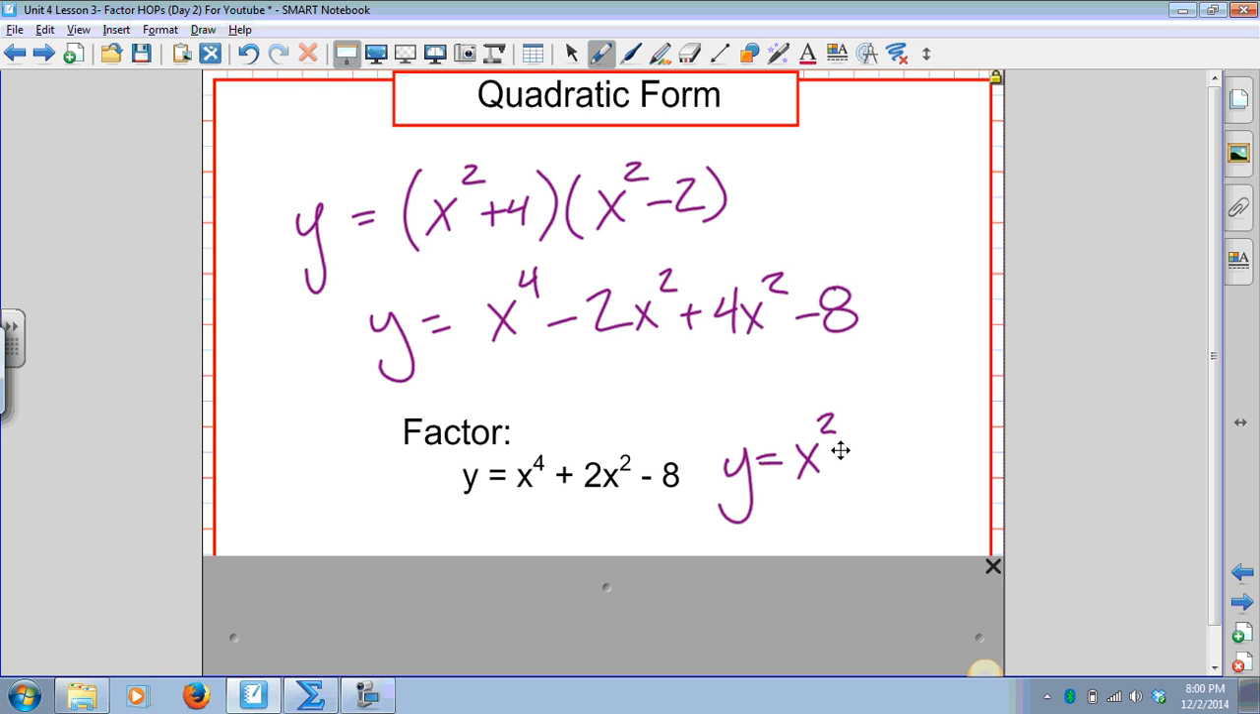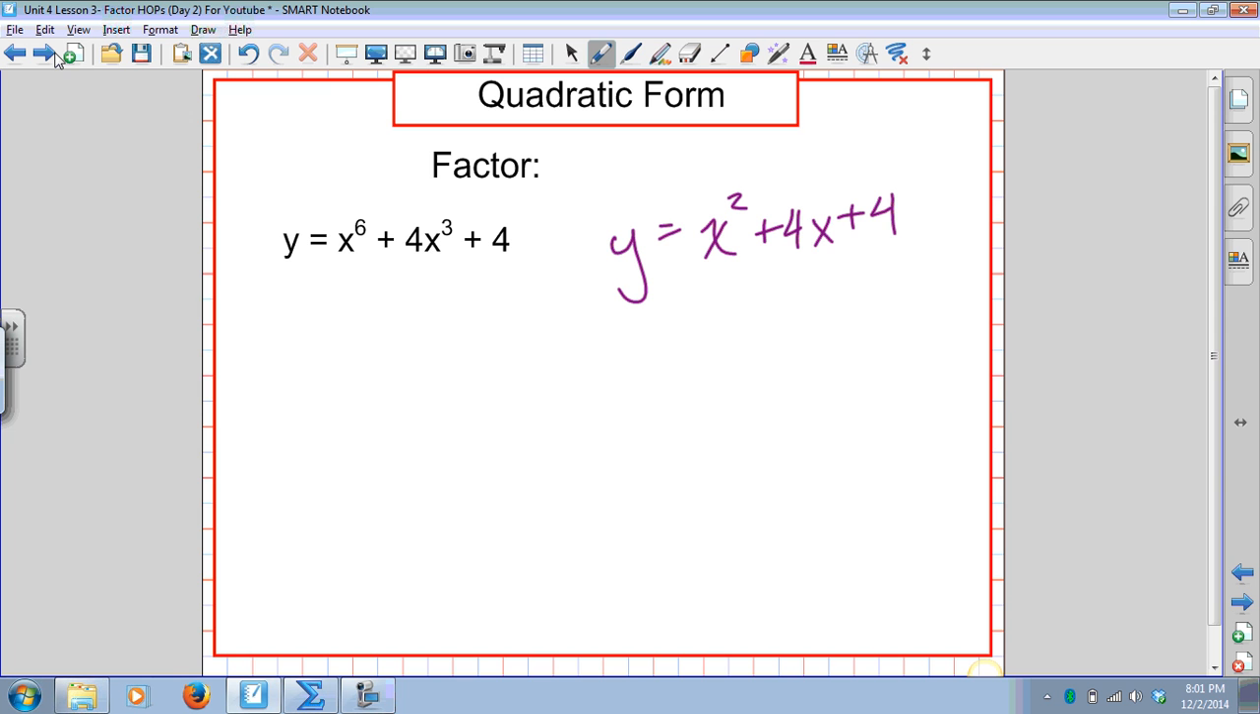What I want you to notice about this is that this factors very similarly to y equals x squared plus 2x minus 8. That would factor to y equals x plus 4 times x minus 2. So we're back to following the same pattern of what multiplies to negative 8 and adds to 2. And it also involves an x to the fourth. Okay, so let's take a look at doing one of these problems forwards instead of in reverse.